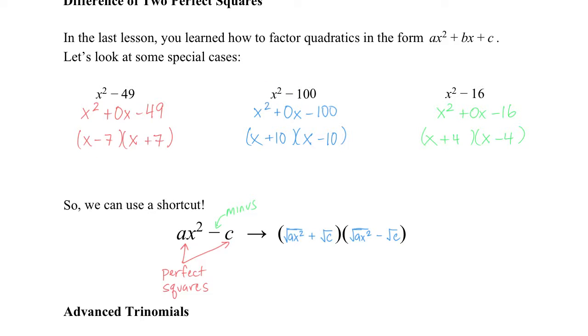Look at our examples. First of all, let's recognize it. X squared is a perfect square, 49 is a perfect square, and it's a minus. So if I went right from here down to here, I would take the square root of x squared, which is x, and the square root of 49, which is 7, 1 plus, 1 minus. Same thing here. X squared is a perfect square, 100 is a perfect square. X is the square root of x squared, 10 is the square root of 100, 1 plus, 1 minus. And finally here, x squared is a perfect square, 16 is a perfect square, it's a minus, so this is the special case. X is the square root of x squared, 4 is the square root of 16, 1 plus 1 minus. So that's the case where you have difference of two perfect squares. In part 2 of this video, we'll look at advanced trinomials.